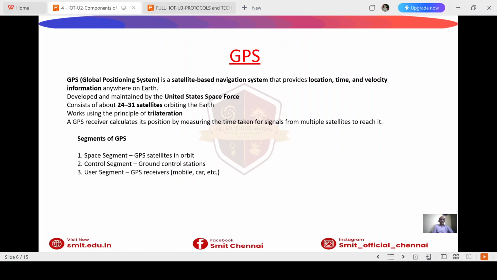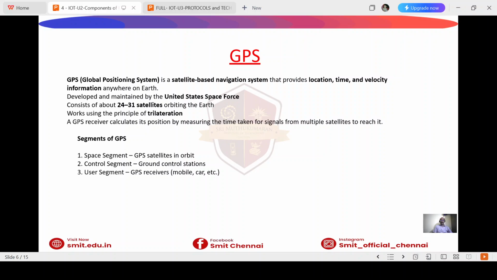Global positioning system is a satellite-based navigation system that provides location, that means longitude and latitude, and timing as well as velocity information anywhere on Earth, developed and maintained by the United States Space Force. It consists of around 30 satellites orbiting the Earth. It works using the principle of trilateration. A GPS receiver calculates its position by measuring the time taken for signals from multiple satellites to reach it.